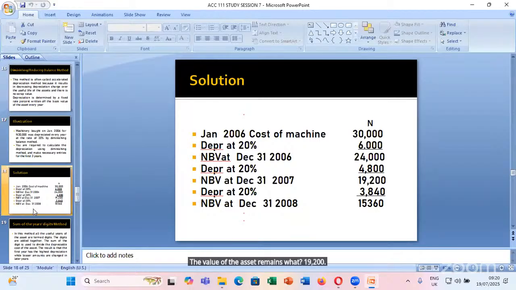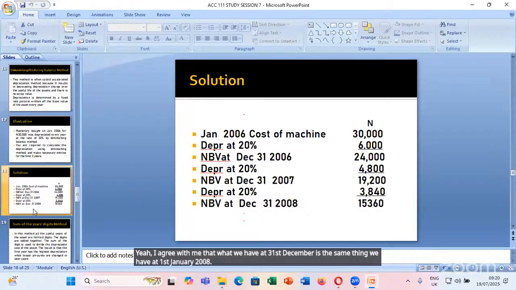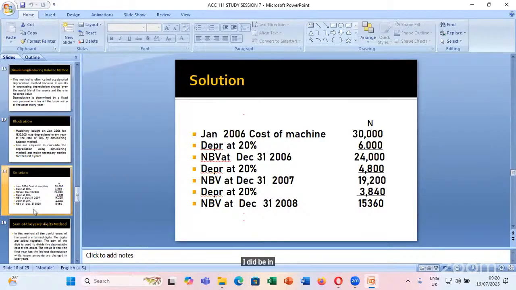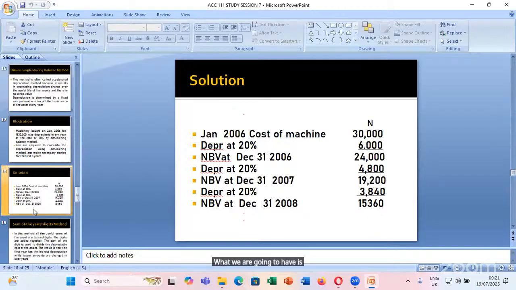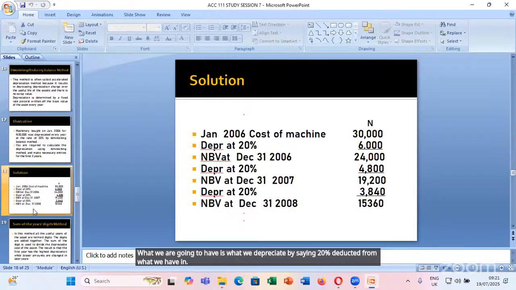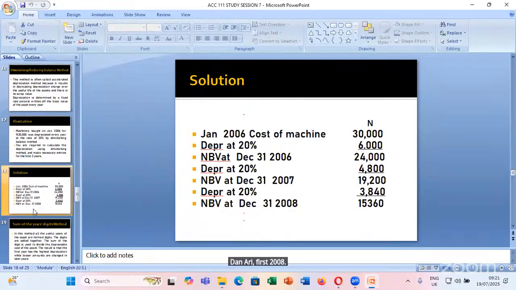19,200. You agree with me that what we have at 31st December is the same thing we have at 1st January 2008. Had it been in the physical class, I would have been able to do all of that, but because of our time and space now. So as at December 2008, what we are going to have is what? We depreciate by saying 20% deducted from what we have in January 1st, 2008, which will be 20% of 19,200 to give us 3,840.